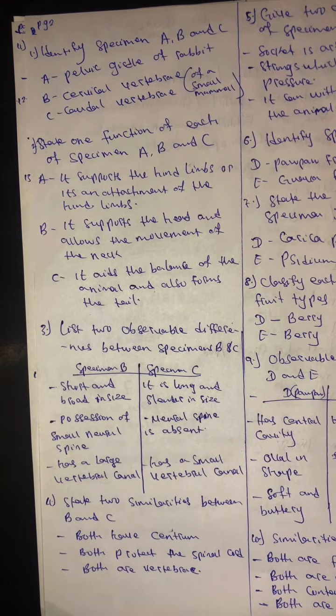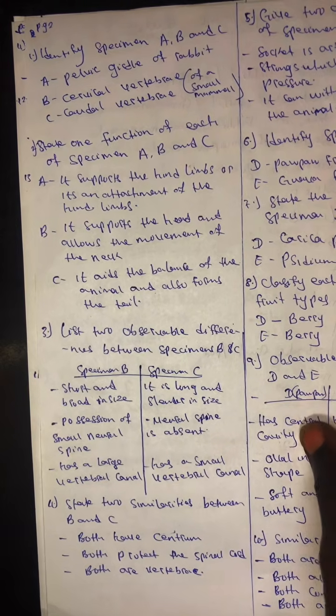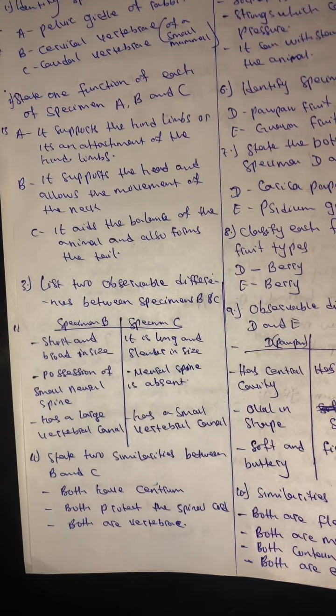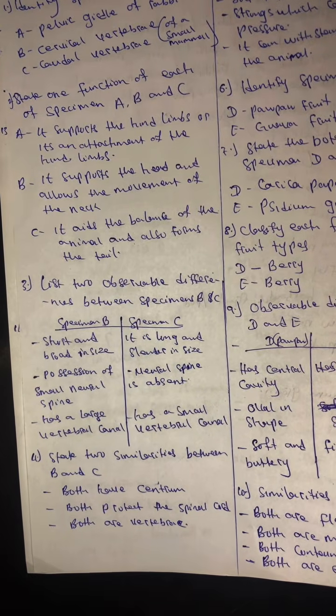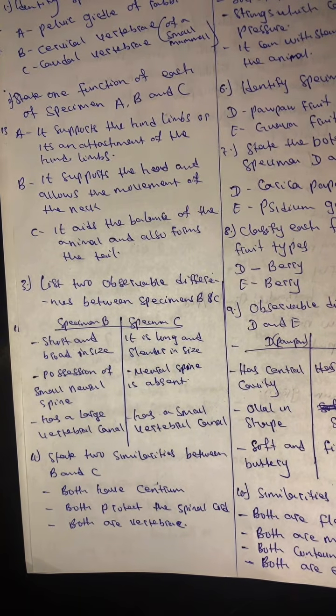Next one is it has a large vertebral canal, while specimen C has a small vertebral canal. Number 4 questions. State two similarities between B and C.